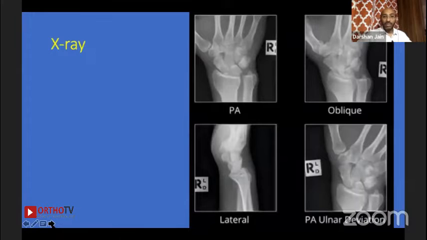Next comes the X-ray. What are the X-rays we see? Typically we take a PA view and a lateral view.